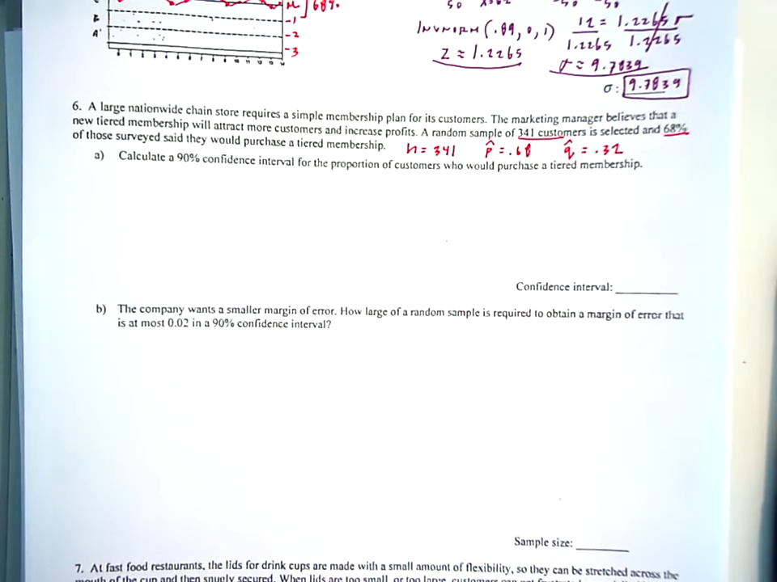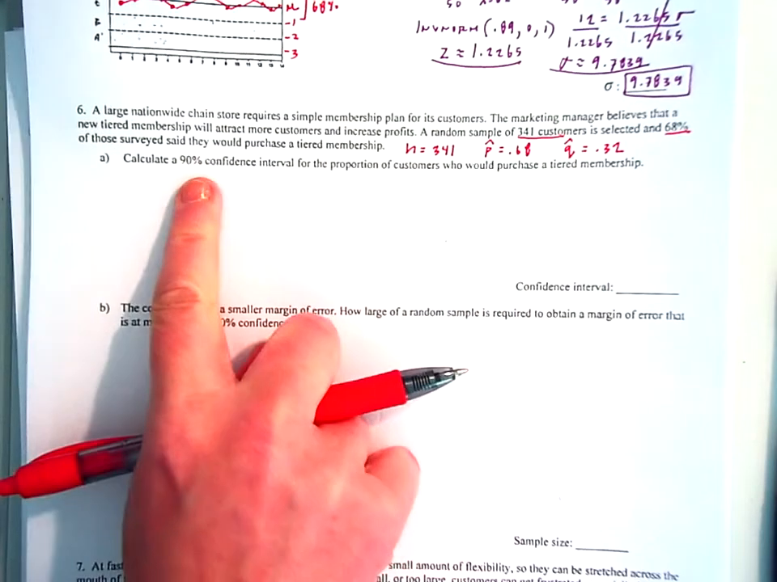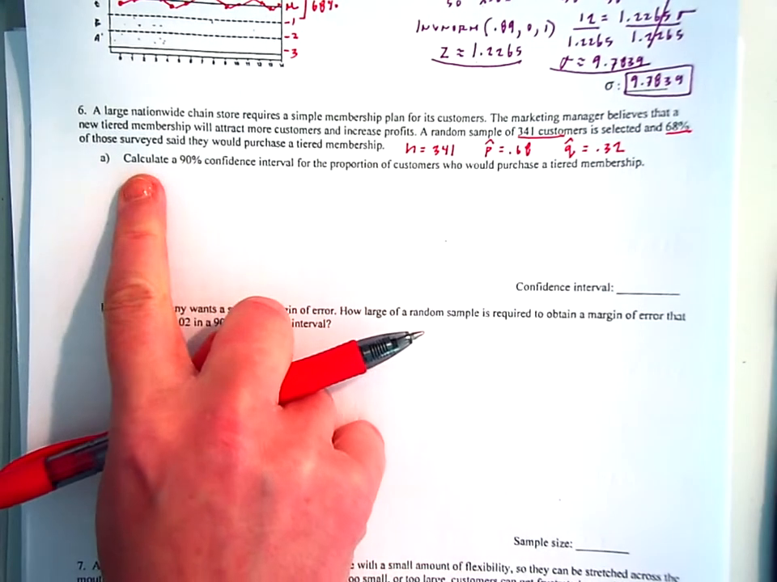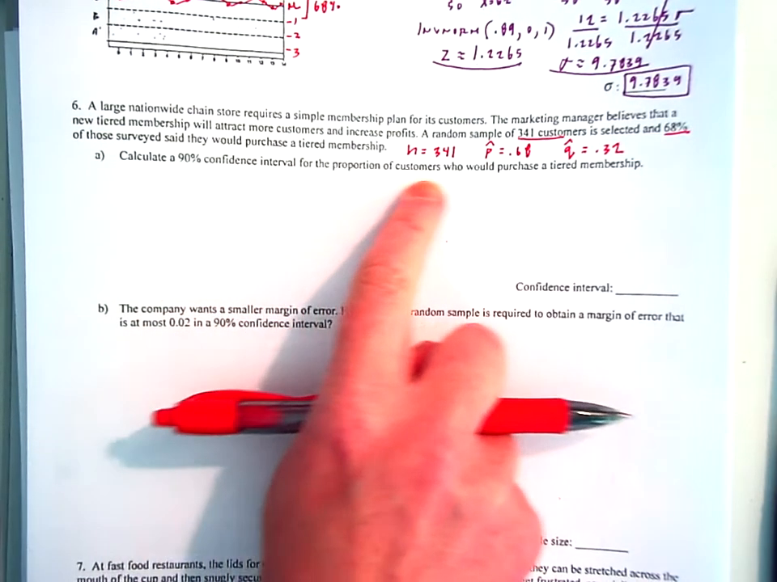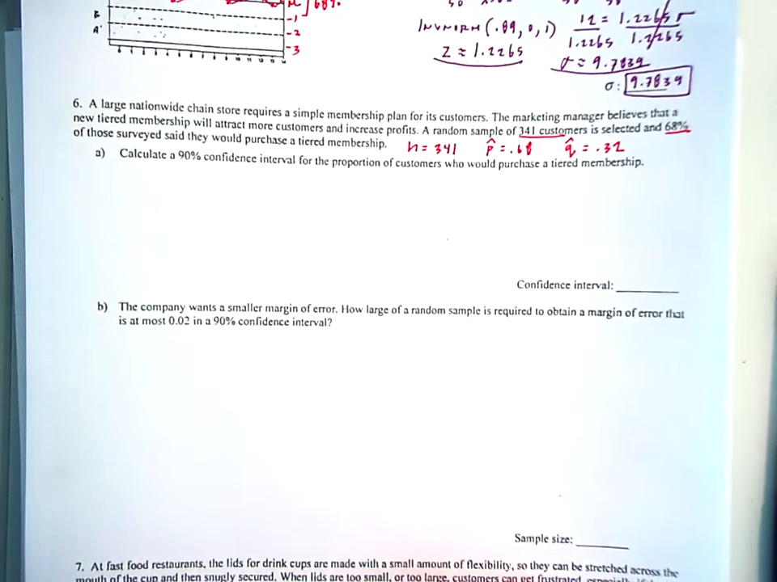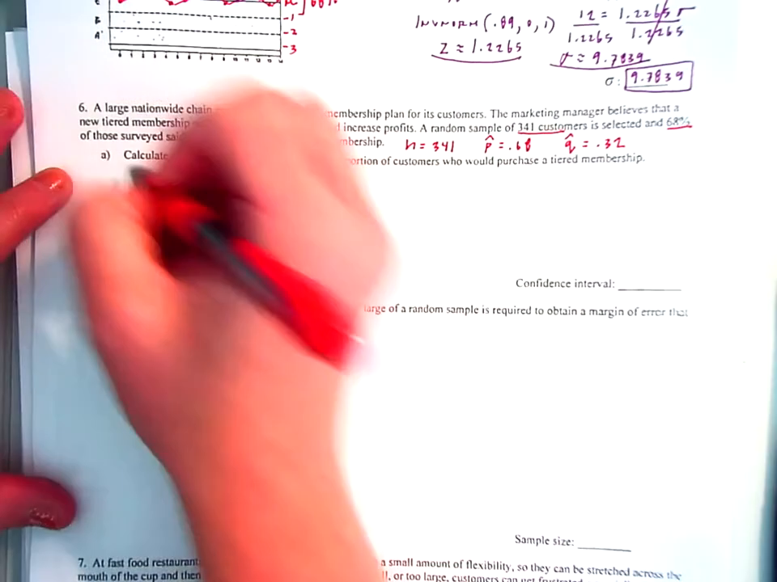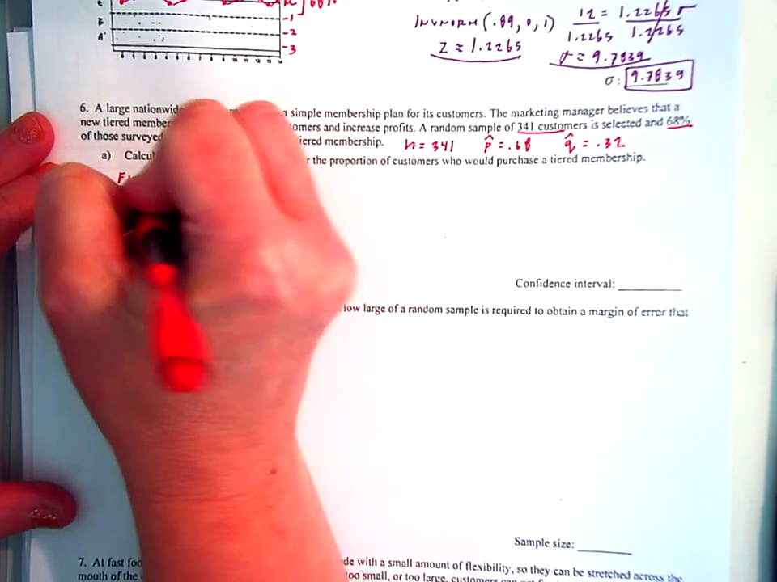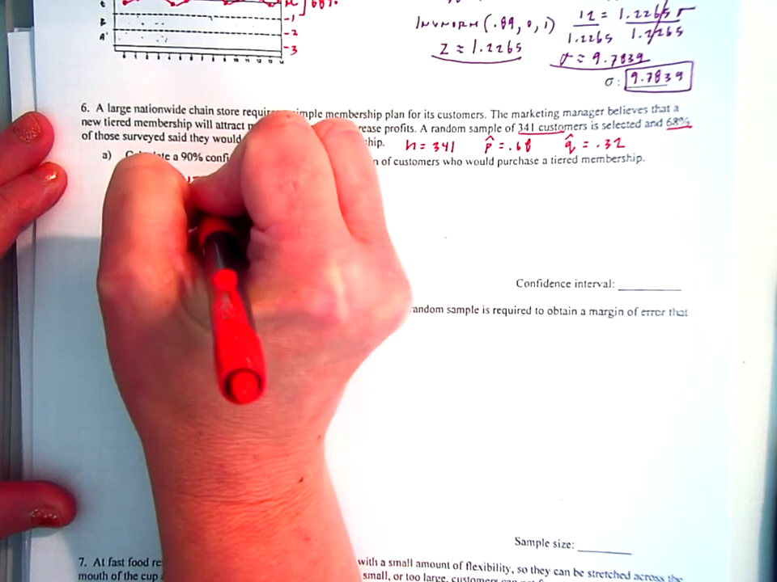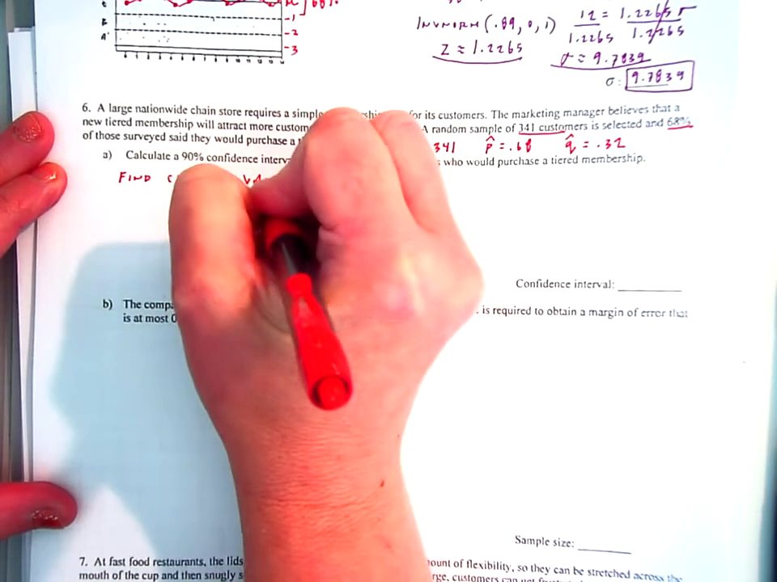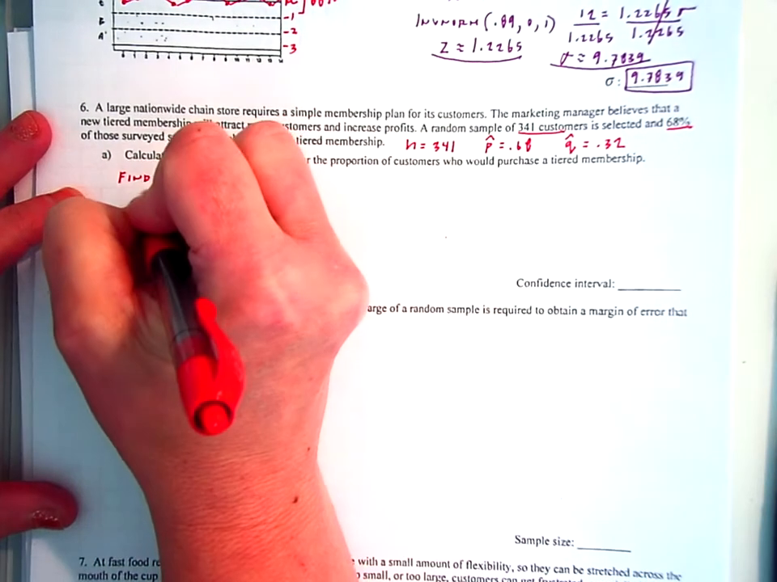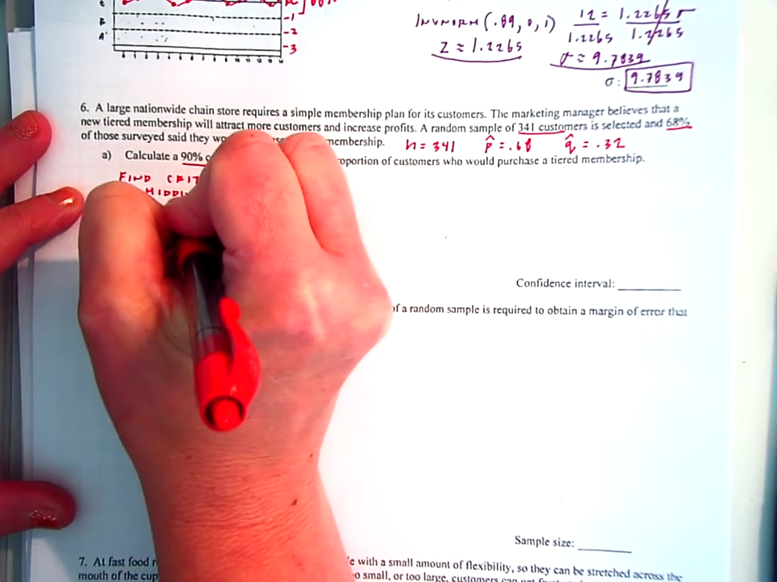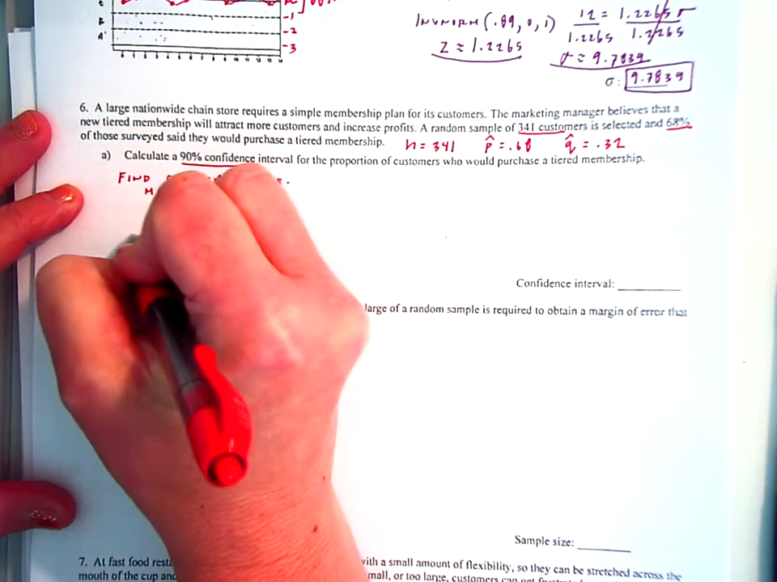Okay, so first thing I have to do now is read what is my confidence level that we're setting. We want to calculate a 90% confidence interval for the proportion of customers who would purchase a tiered membership. Okay, so I have to find the critical value for 90% confidence first. Okay, so I know that that means middle 90%. Let me draw that out.